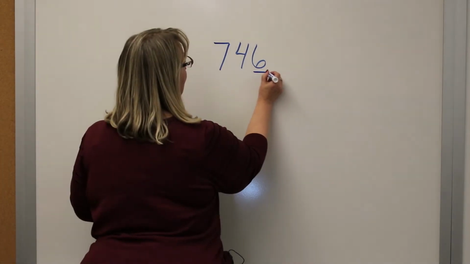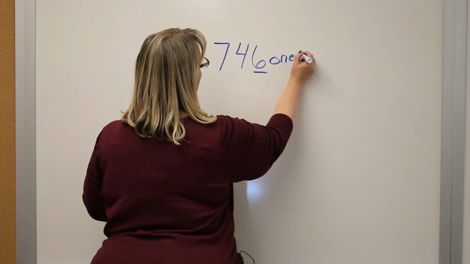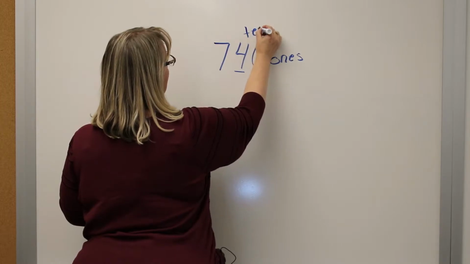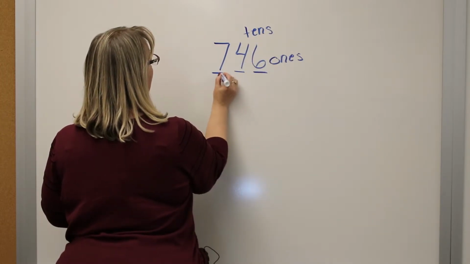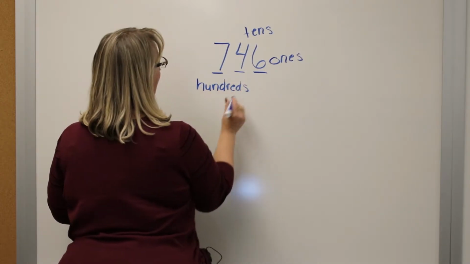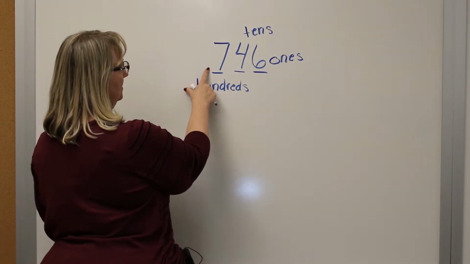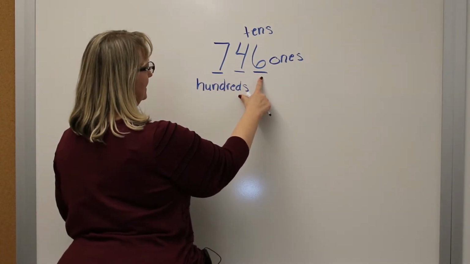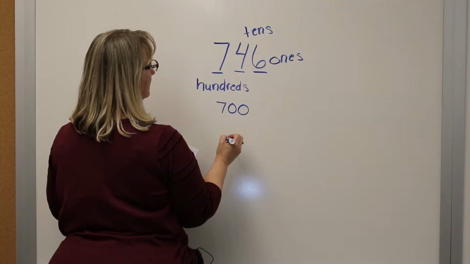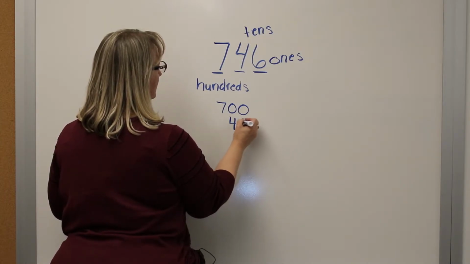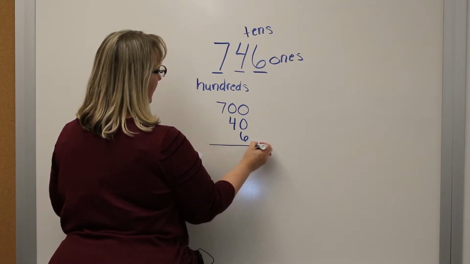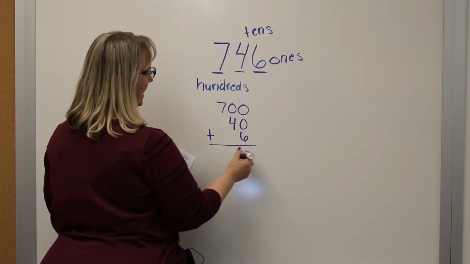Right, the 6 is in the ones place. The 4 is in the tens. And the 7 is in the hundreds. And how we read this number is 746. So we have 7 hundreds, 4 tens, and 6 ones. And it's kind of like making an addition problem where we could just add all those.